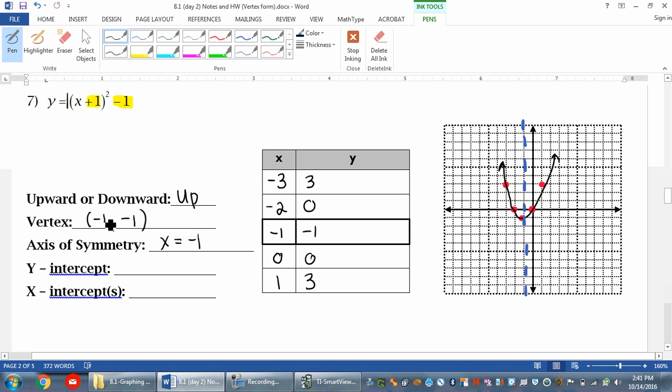Just remember, it is always x equals. Now, if you notice, I have one point on the y-axis, and it's 0, 0. And notice I have one other point, negative 2, comma 0. That's my other x-intercept. Anytime you plot 0, 0, that's going to count as both the x-intercept and the y-intercept.